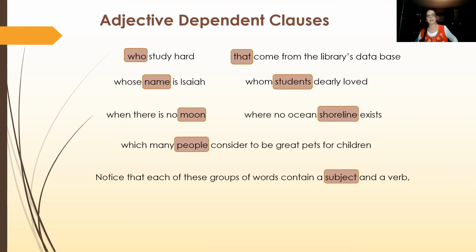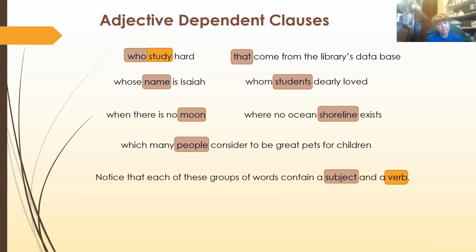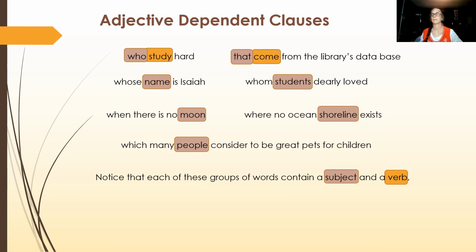Okay, now let's look at our verbs. In who study hard, what's the verb, Joey? Study. Absolutely. And the subject of study is the relative pronoun who. Come, and the subject is that. But now let's look at whose name is Isaiah. What's the verb there? Is. Absolutely. And the subject is name.